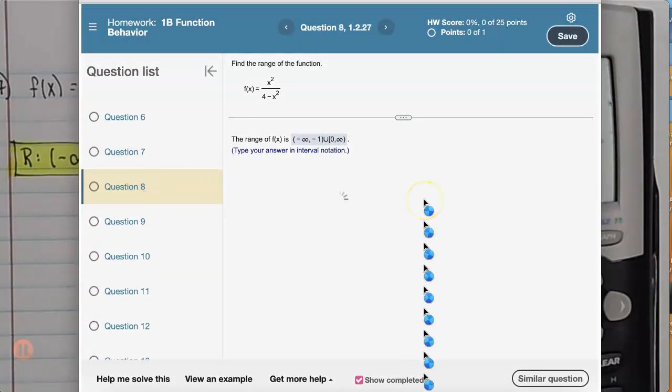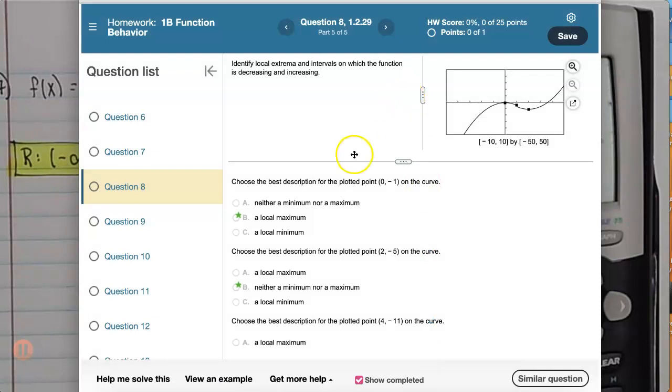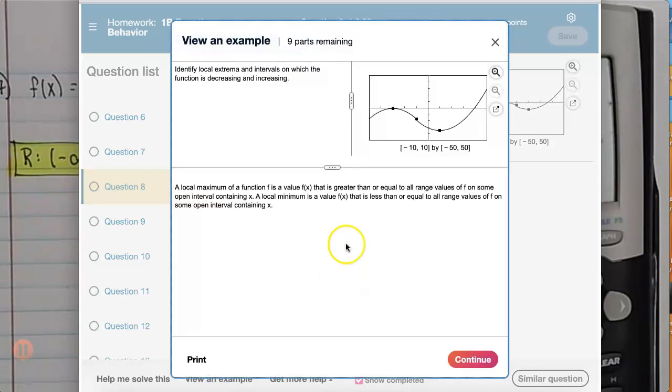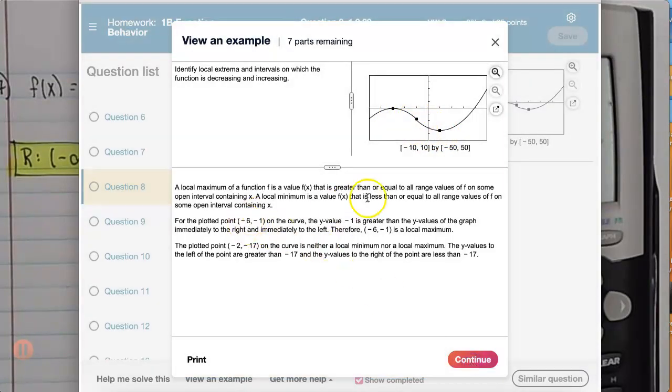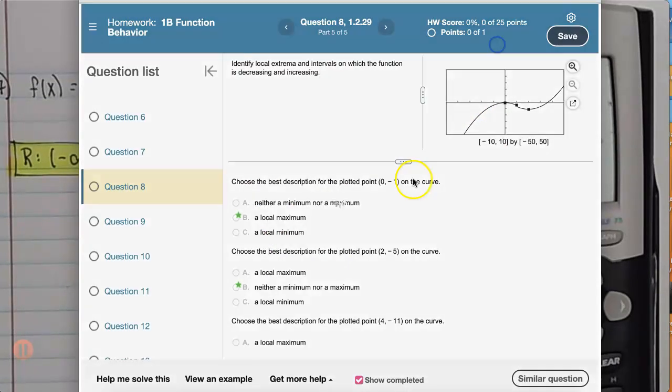Number 8. Okay, identify local extrema and intervals of increasing, decreasing. So here, they don't give us the equation, they give us the graph. A local maximum is here, local minimum is here. This looks like a point of inflection. Okay, and they're giving us these points. Do they give you the points here? Okay, so they give you the points, you just have to determine is it a maximum or a minimum.